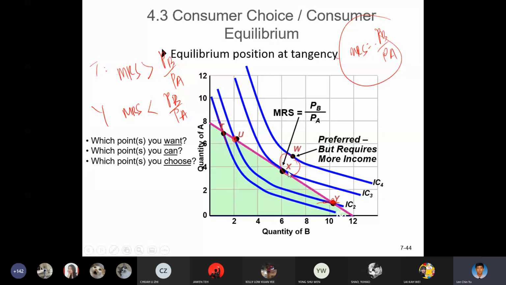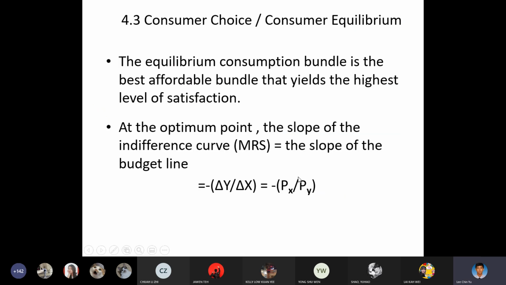If, let's say, the point is over here, again, we are not maximizing the utility. At the same time, we still have a balance of income that we are not utilizing. So only at this point will we maximize the utility, and at the same time we utilize all the income. So at the end, we can conclude that the equilibrium consumption bundle is the best affordable bundle that yields the highest level of satisfaction.